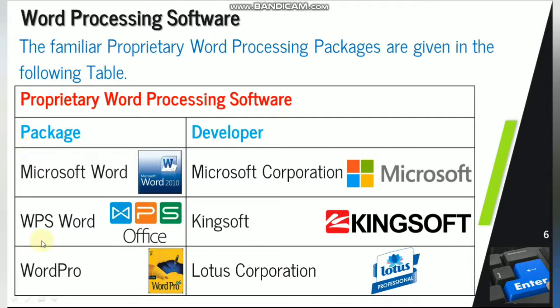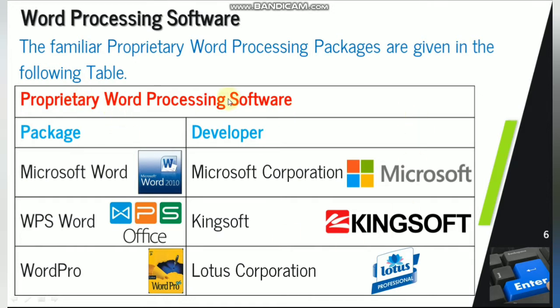Make sure that this tabular column will be asked in a 1 mark question. For example, WPS Word was developed by Kingsoft company. Word Pro is developed by Lotus Corporation. So these are some of the word processing software, and these are proprietary software.